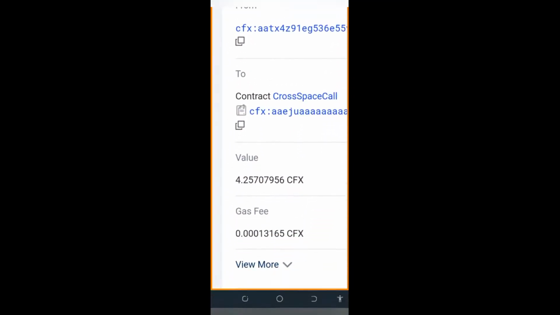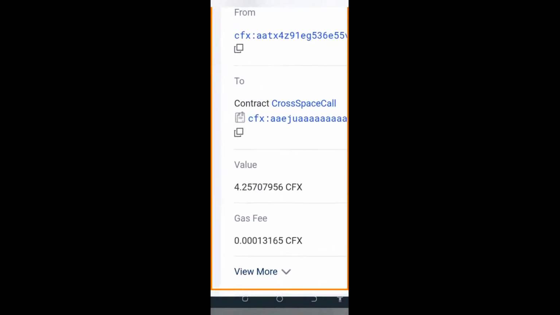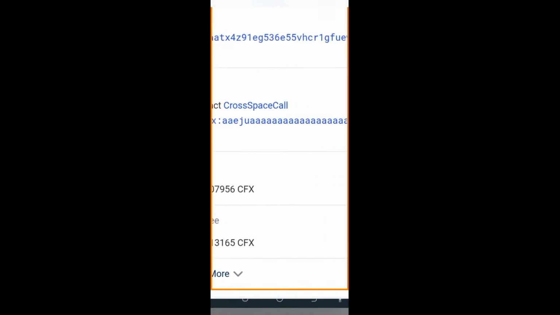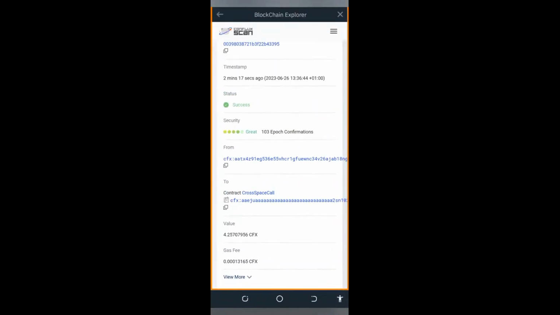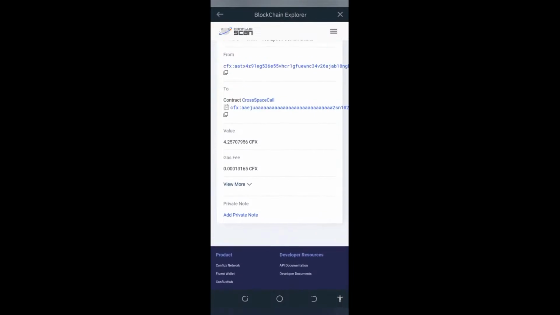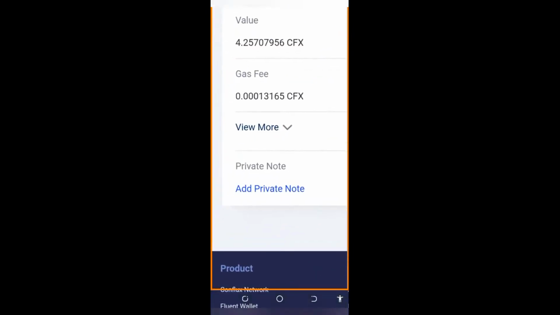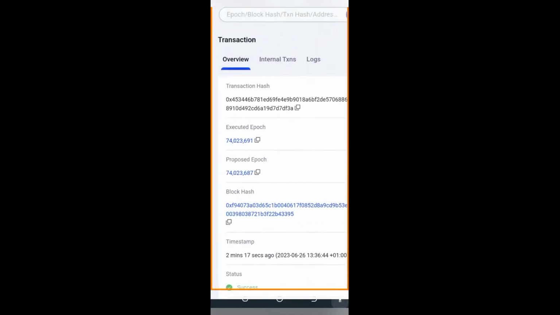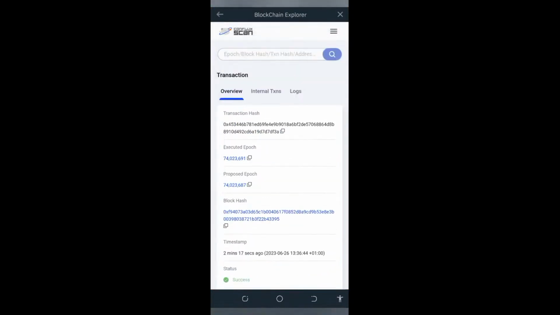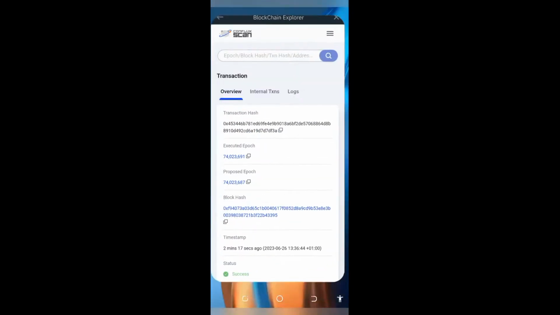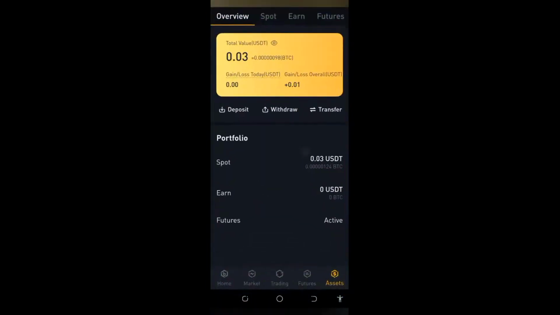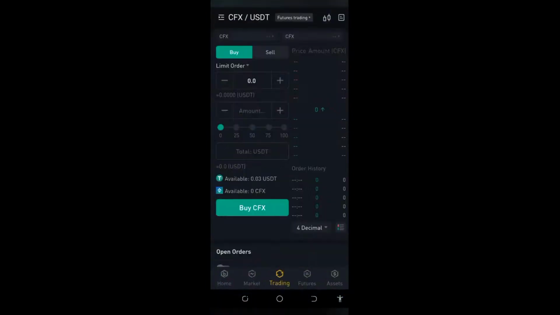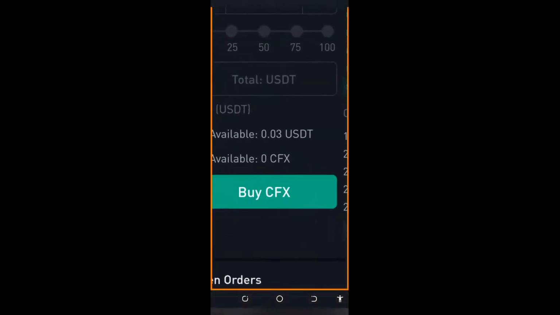You can see everything is here. All right. So we can see that it's 4.257 CFX. Because don't forget, it has to take its own trading fee. Everything is here. Okay, so it's telling me that it's success. We just have to wait a bit to see when it will land in BuyTrue. Right now, it's still here. It's not yet here. Still 3 cents.